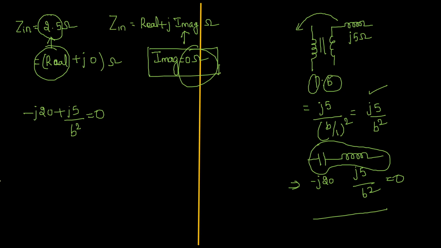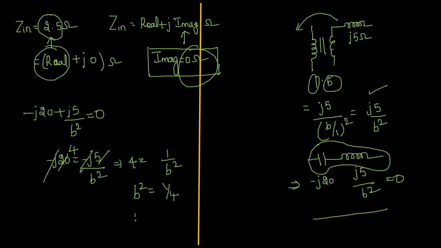The imaginary part will be 0, right? So if you reduce this, what will you get? Minus j times 20 equals minus j times 5 upon b power 2. Minus j will be cancelled. 4 times 5 is 20. So from this I can write that 4 equals 1 by b power 2, or b square equals 1 by 4, b is equal to plus or minus 1 by 2.